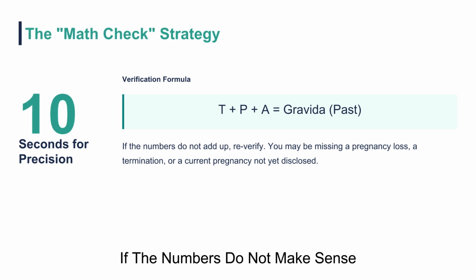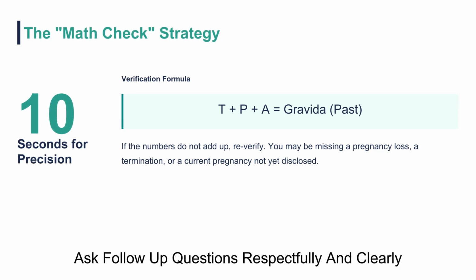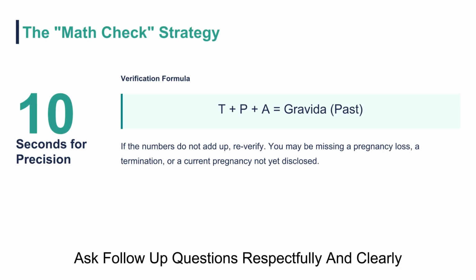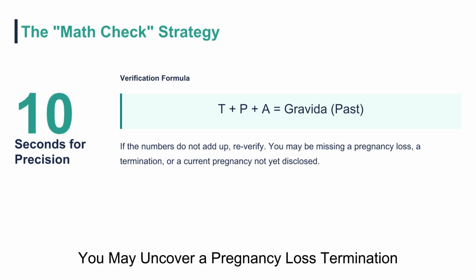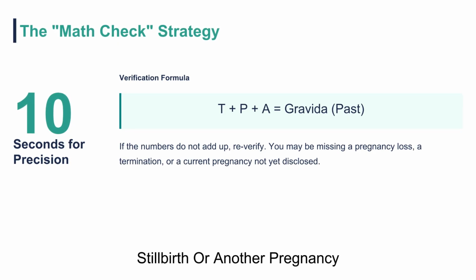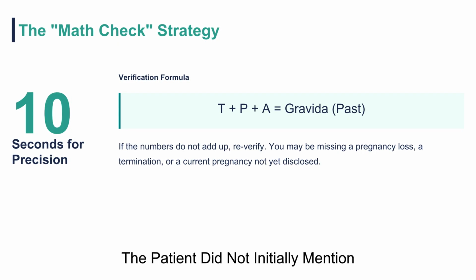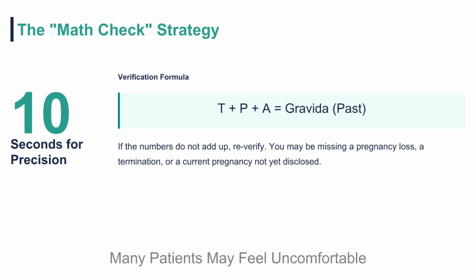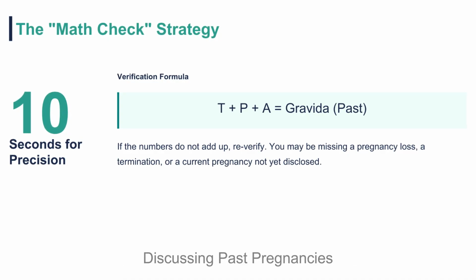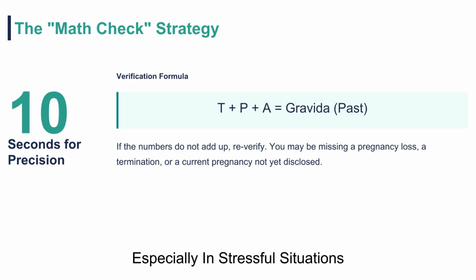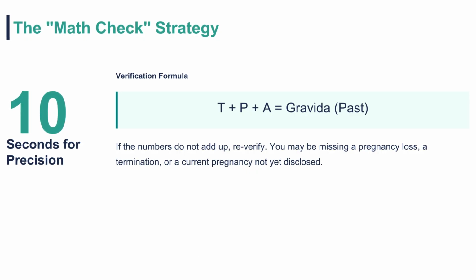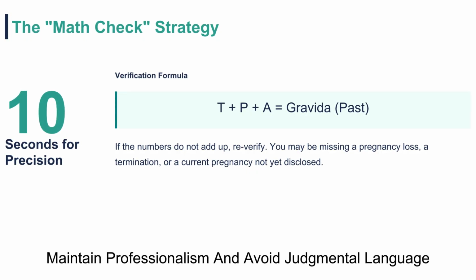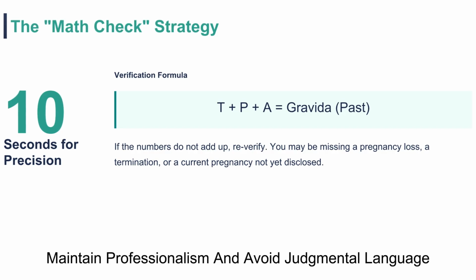If the numbers do not make sense, ask follow-up questions respectfully and clearly. You may uncover a pregnancy loss, termination, stillbirth, or another pregnancy the patient did not initially mention. Many patients may feel uncomfortable discussing past pregnancies, especially in stressful situations, so maintain professionalism and avoid judgmental language.